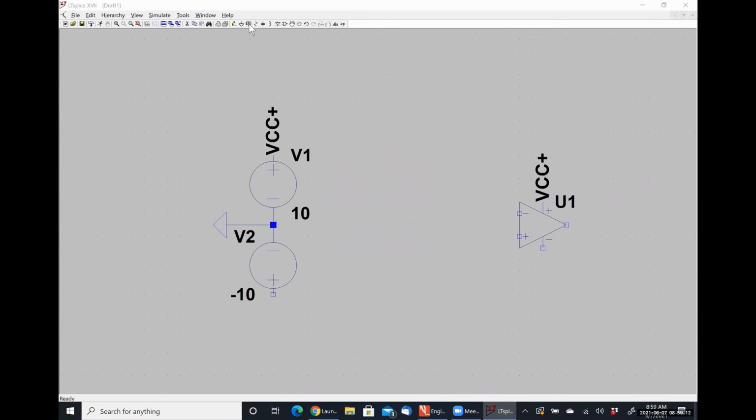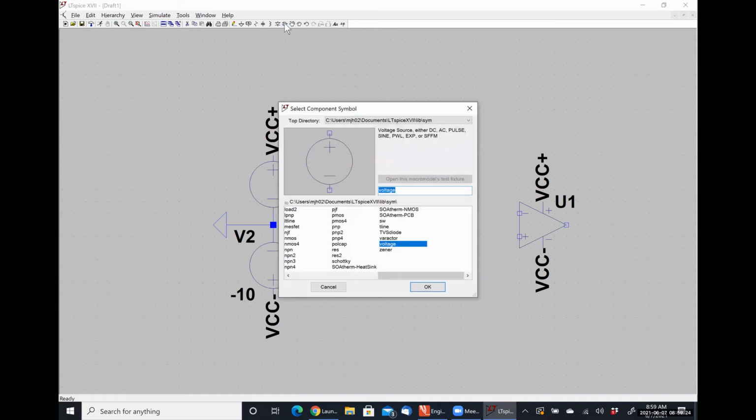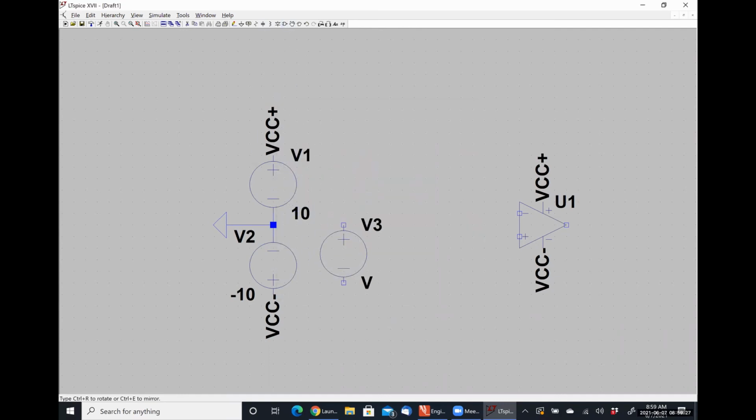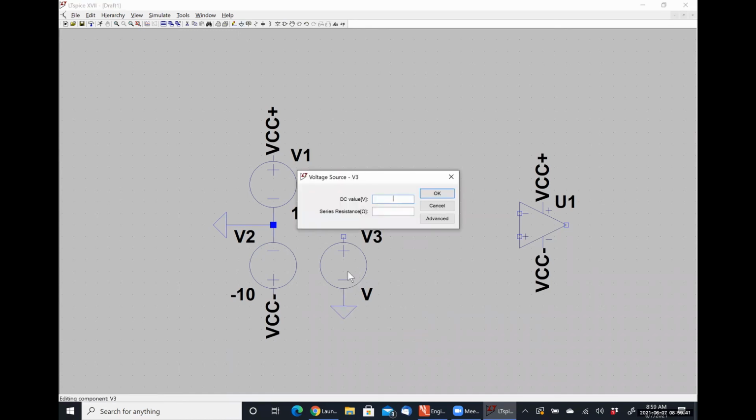Actually, VCC minus, there we go. And I will attach that to the negative supply voltage. I'm going to put another voltage source here. I'm going to make this guy a sinusoid.